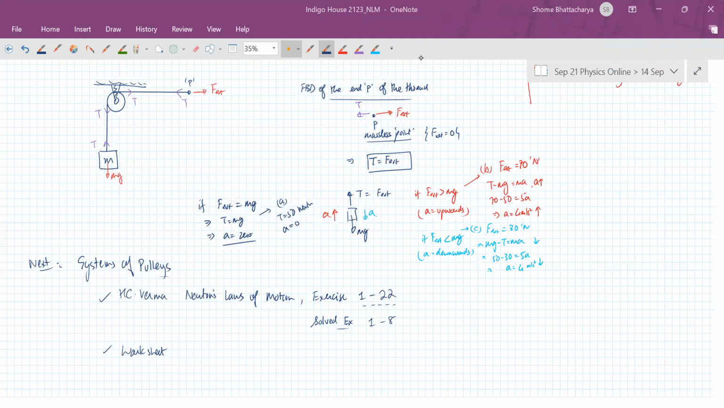Thank you, sir. Sir, can you send a photo of those questions? The HC Verma questions. Yes, sir. Okay, just send me a text message later. I will send you a message. Okay, sir.